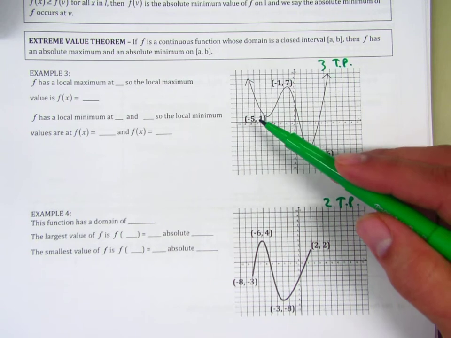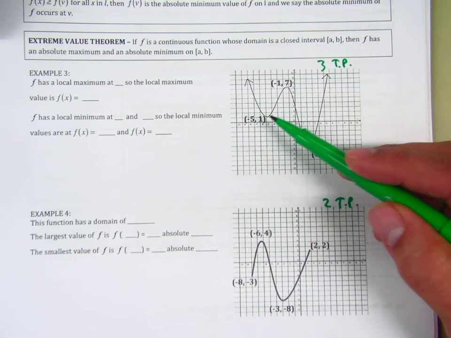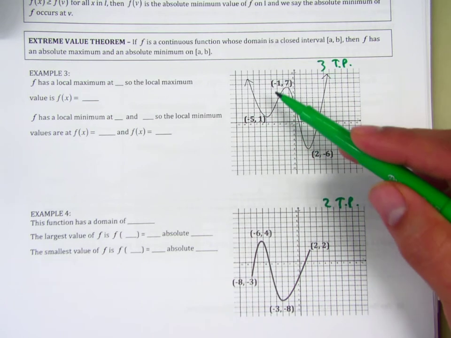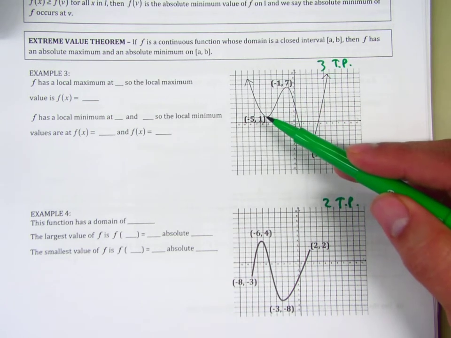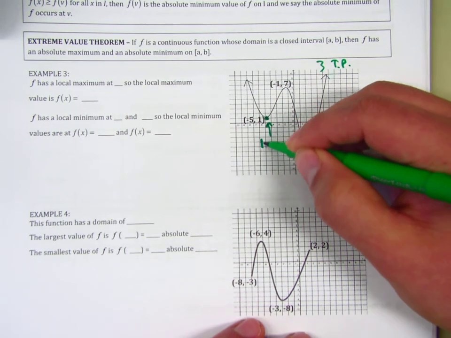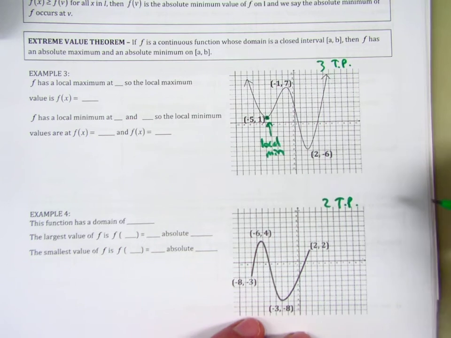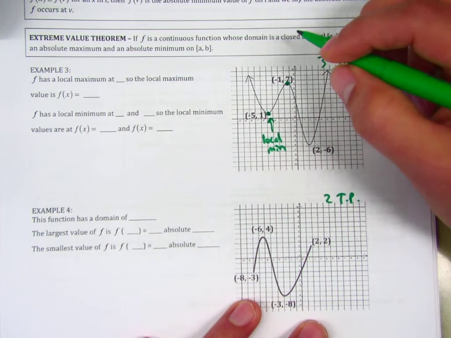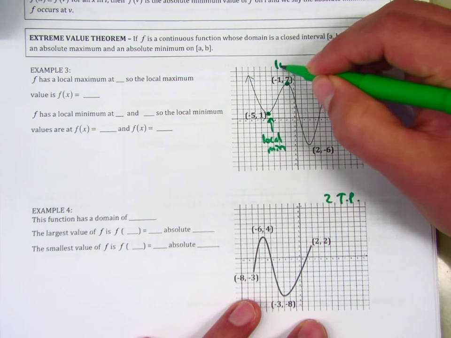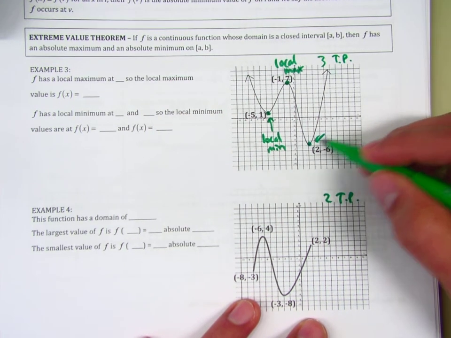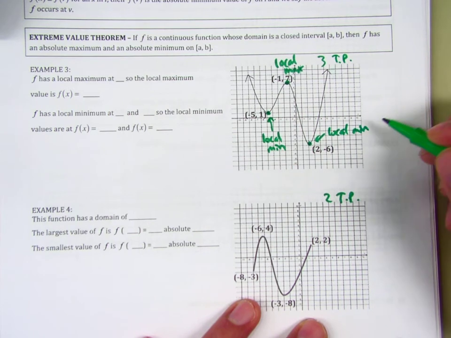Do you guys see that this is a turning point right here? Would you say that this is a low value or a high value compared to everything else around it? That's a low value. That's what we call a local minimum. So I'm going to write in local min. What do you think this will be up here? That'll be a local max. And then this one over here is also a local min.